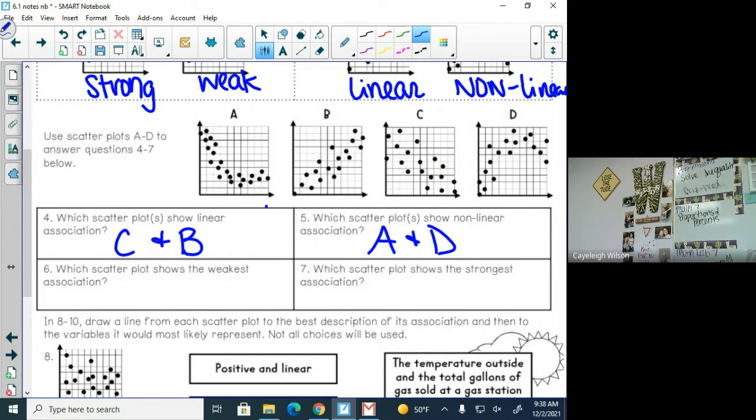Yeah. Okay, number 6. Don't yell it out. Which scatter plot shows the weakest association? So which one is not the strongest? It's the weakest. All right, Cameron? C. See, those points are the most spread out. So that's why that one is the weakest. The last one, which scatter plot shows the strongest? Savannah? A. Those points are super clumped together. There's really no space between them, so that's why it is.